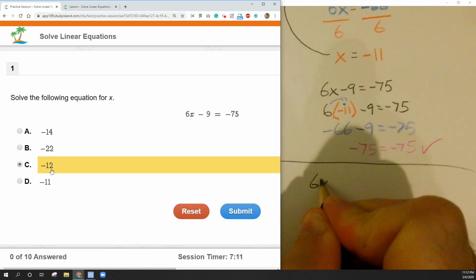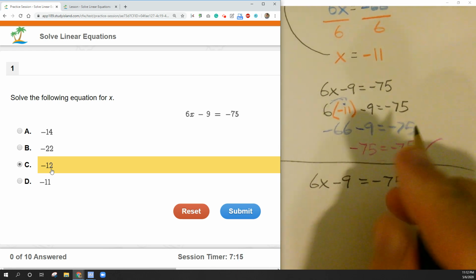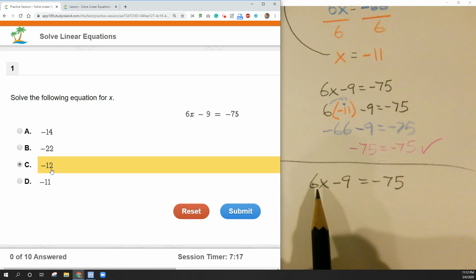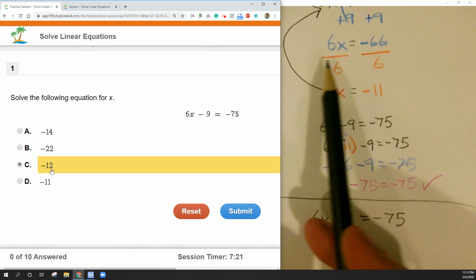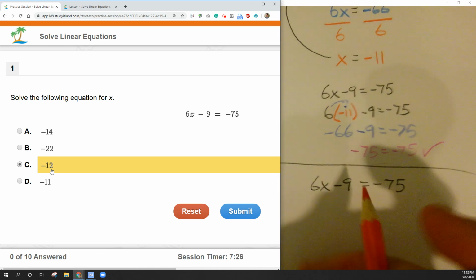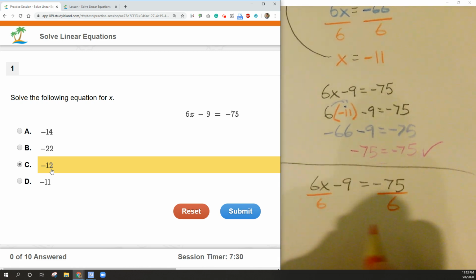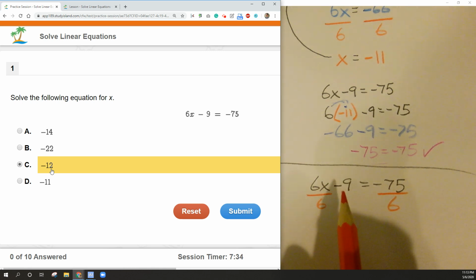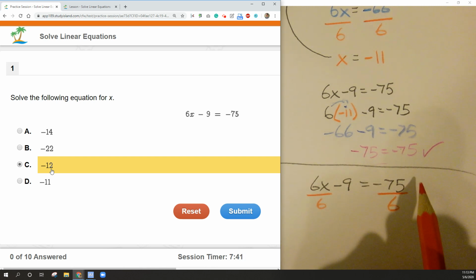I'm going to start with 6x minus 9 equals negative 75. Let's say I try to get rid of the 6 first. I'm going to do the dividing by 6 part, which I did in orange up here. I did dividing by 6 in orange. Let's do that part first. Well, if I try to divide by 6 like this, I say divided by 6 and I divide by 6, there's a problem with this. I'm not dividing the negative 9 by 6. In order for me to treat both sides equally, I have to divide the entire side by 6.